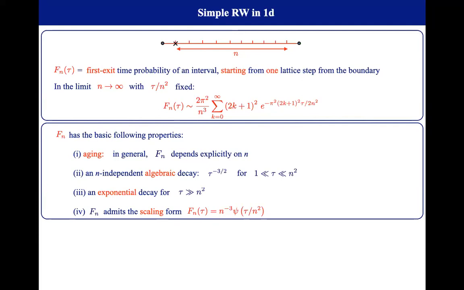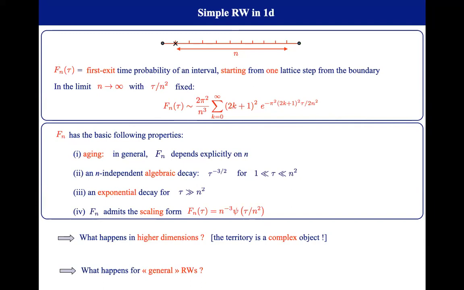The question now, what happens in higher dimensions? Which of these features still holds? And this is a priori a complicated question again, because the territory is a complex object. And second question, what can be said for general random walks? By general random walks, I will define them later in the next slide, but I have typically in mind random walks leading potentially to subdiffusion, like can be the case in the cells, as we heard from Hart previously, or on the contrary, superdiffusive random walks in the case of Levy flights.